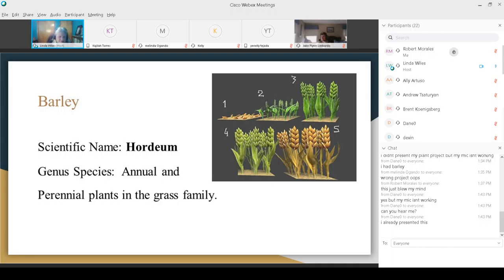There are both annual and perennial plants of barley available, and this shows the growth stages of barley. You start with your seeds, then you go to your seedlings, and finally your young plants that are producing fuller greens. The plants continue to grow as they're getting ready to fully mature. They turn a more yellow shade, then eventually a tan or brown shade, and at that stage they can be harvested.